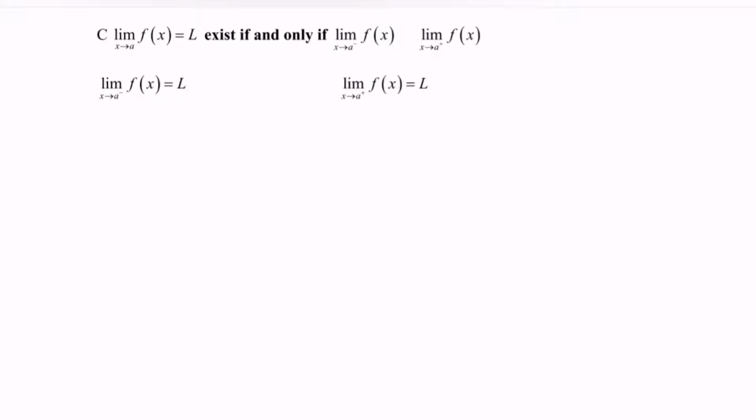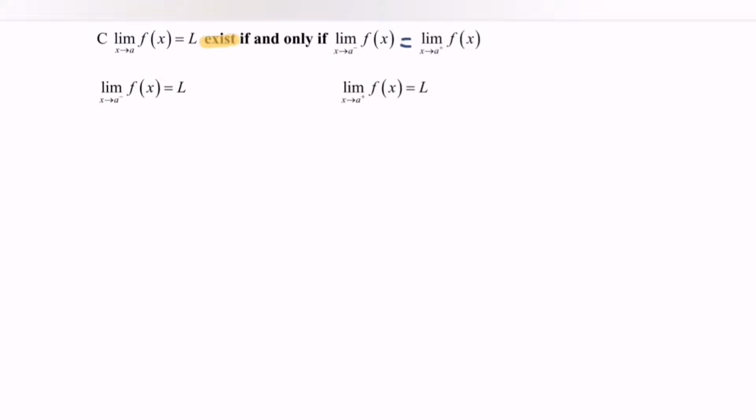Hello everyone, in this video I'm going to discuss the topic limits. Here we have part C. The limit when x approaches a for the function f(x) approaches the value of L. It exists if and only if the limit when x approaches a from the left for the function is equal to the limit when x approaches a from the right for the function.